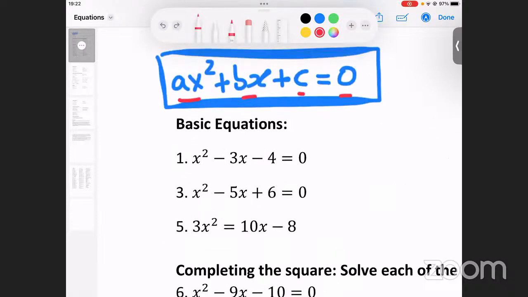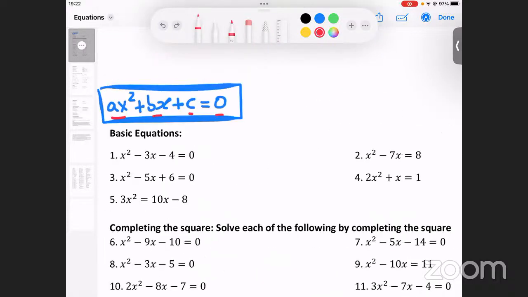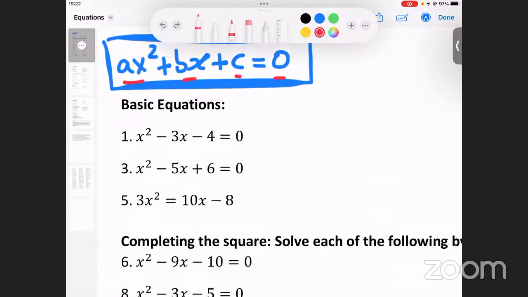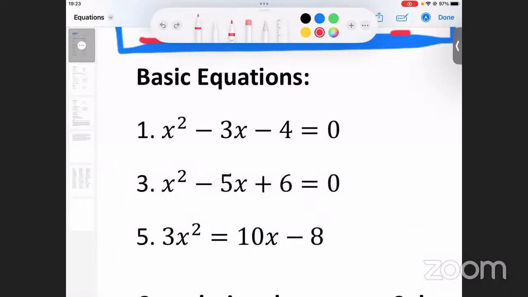Or maybe before I even look at that number 15, let me just check. Did you guys understand what I was trying to explain for those basic equations? Or is there someone who still doesn't understand what I was explaining there? I understand, sir.